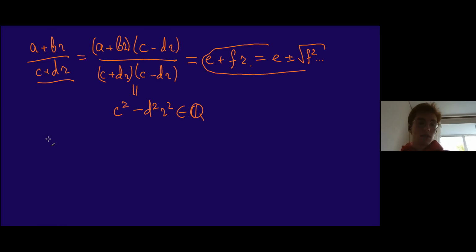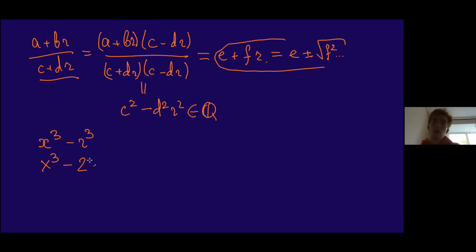So first of all, we have already discussed that x cubed minus 2 is irreducible over Q. And the proof that x cubed minus r cubed is irreducible over Q is analogous. Then suppose that we have a plus br plus cr squared equal to 0.